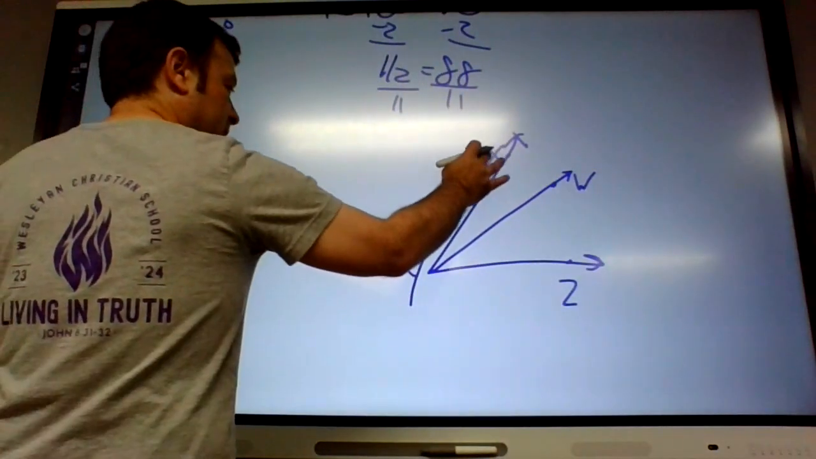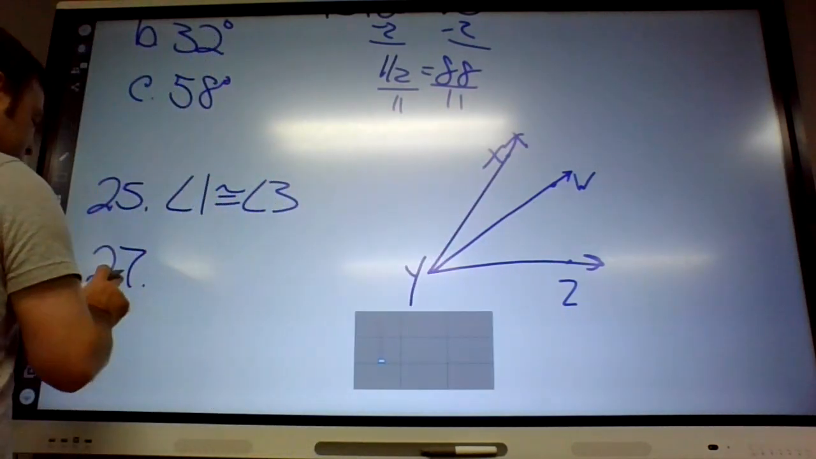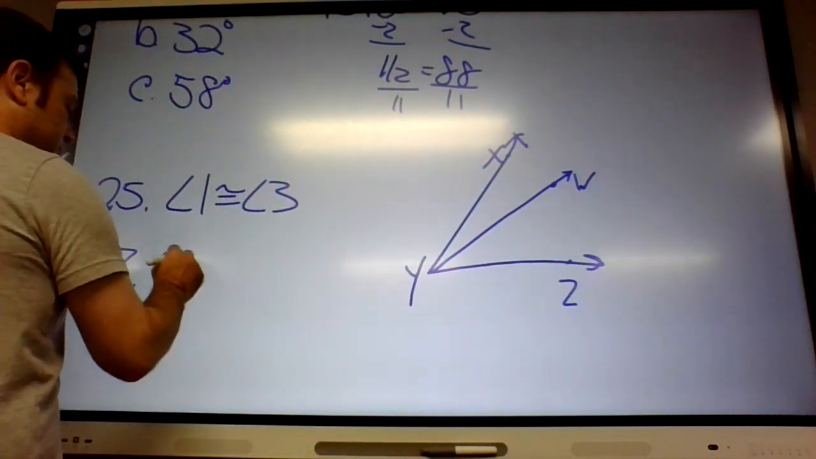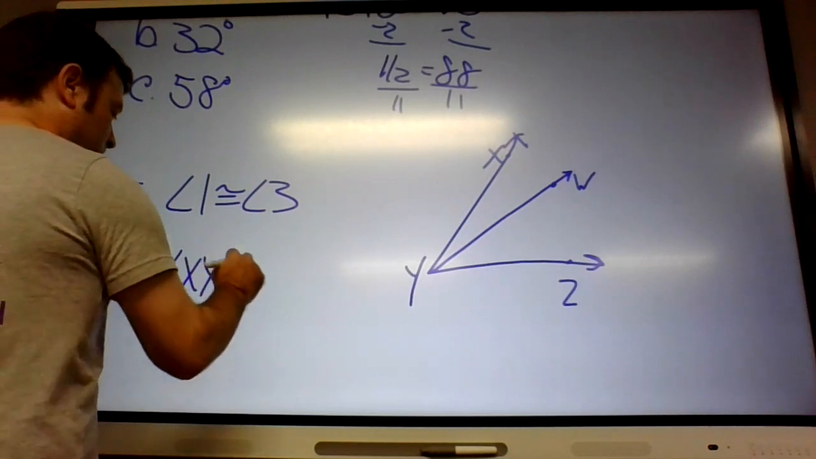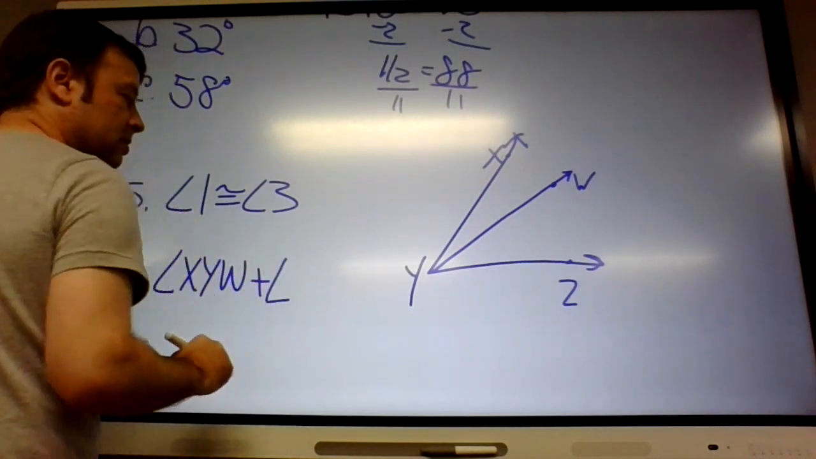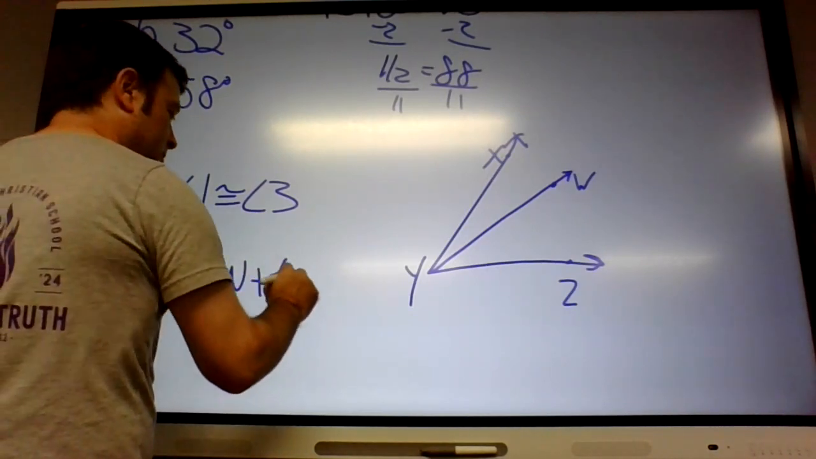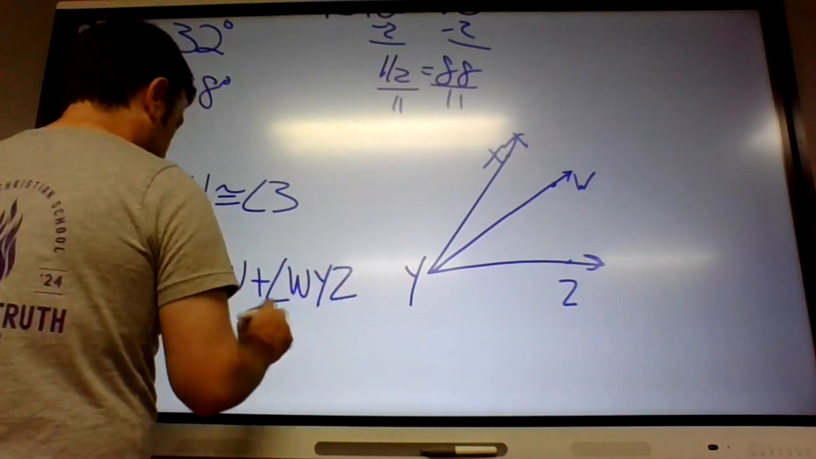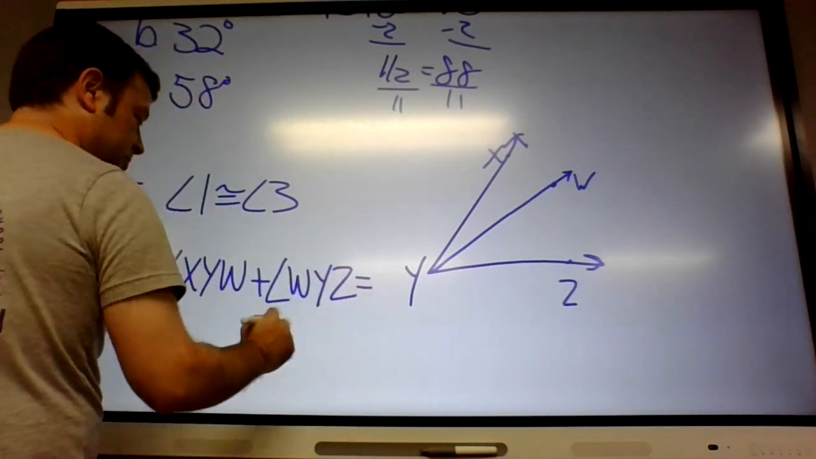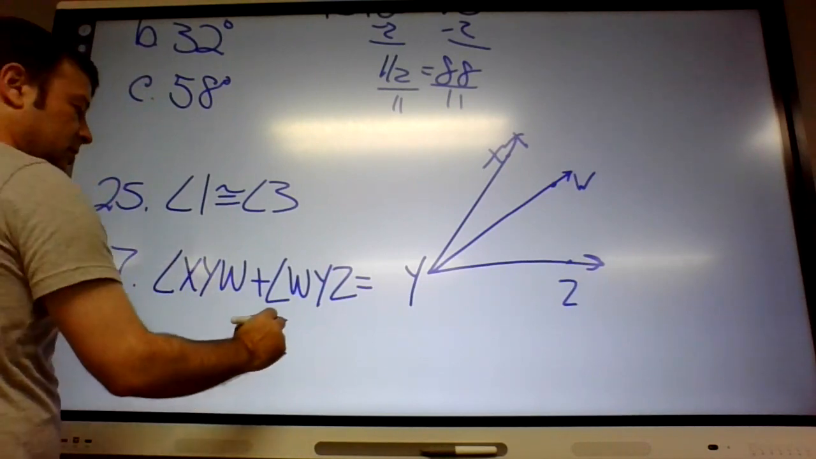So what would the top little angle be called? Angle XYW plus angle WYZ equals angle XYZ.